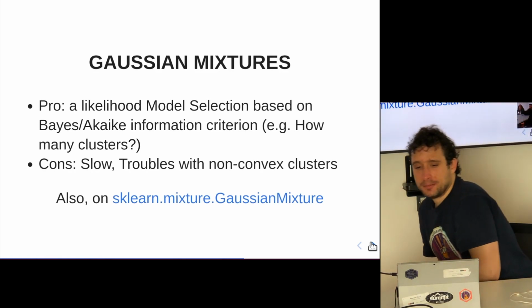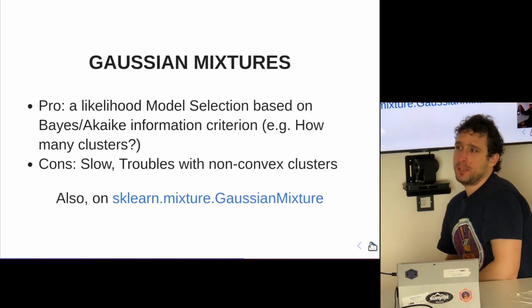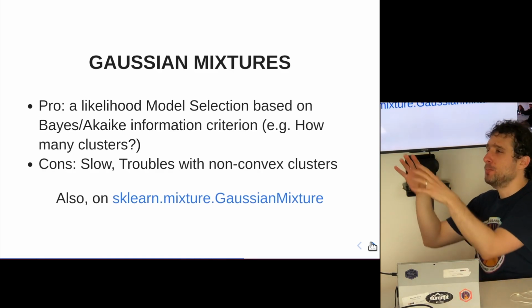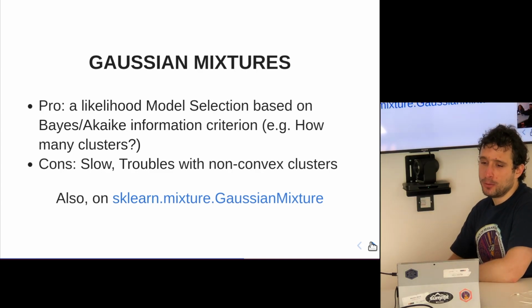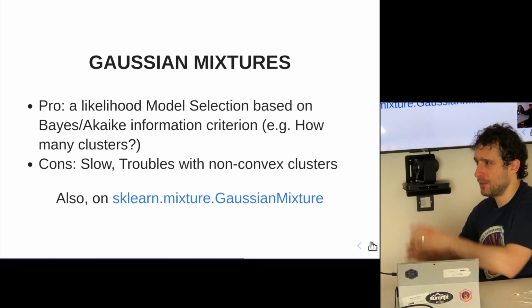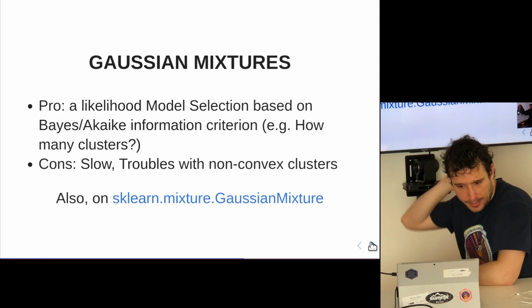Why would one like to use Gaussian mixtures and fit a Gaussian distribution on the data? Well, out of this approach we can do some model selection based on some kind of information criterion. We'll see later what this means exactly. This is quite slow though, and it has troubles with non-convex clusters because everything needs to be Gaussian as well.